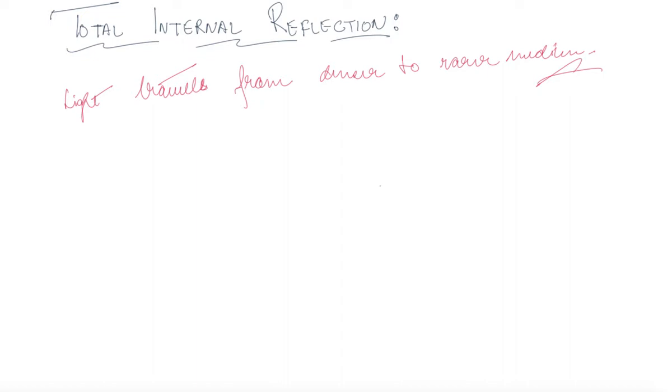So first, let us get the setup of this whole situation. Suppose this is your two media. This is your denser medium, and this is your rarer medium. So now we know that when light travels from denser to rarer medium, the angle of refraction is greater than the angle of incidence.